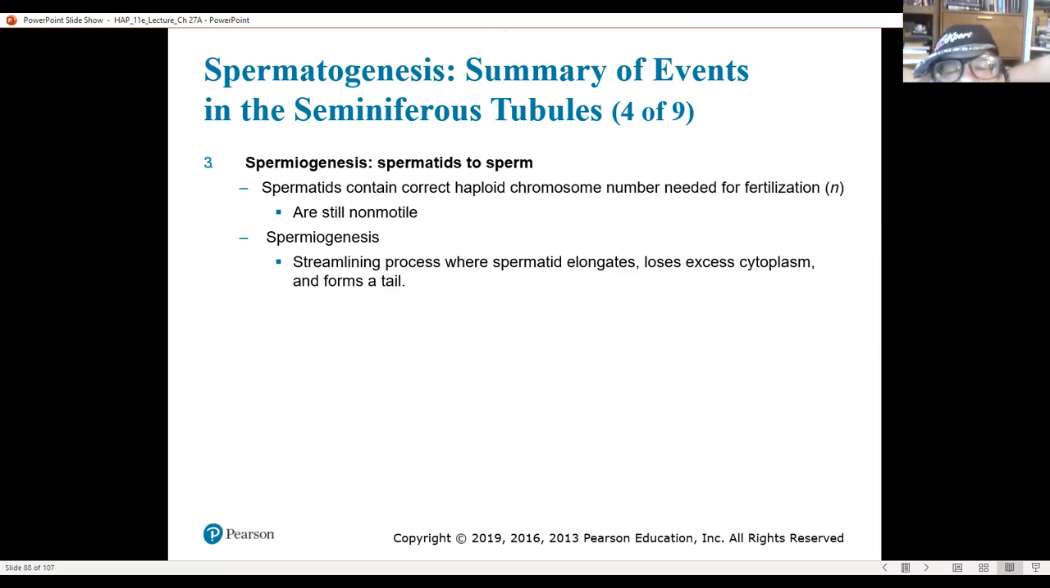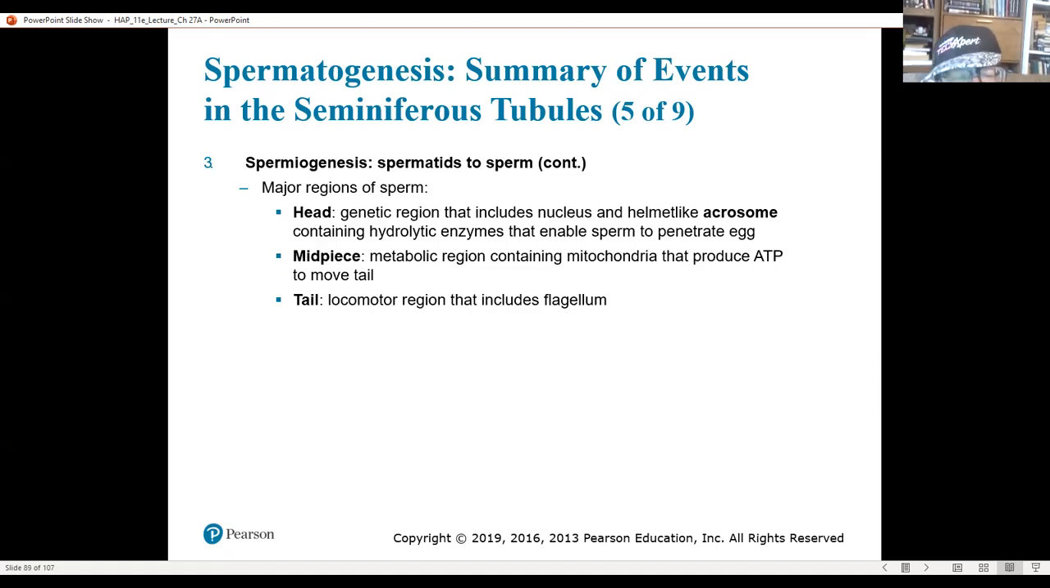These spermatids are haploid. They've got half the normal amount of DNA. In humans, that means they have 23 chromosomes instead of 46. That's the correct number we need for fertilization. These things still don't know how to swim. Then we'll go through spermiogenesis, where they take on a streamlined shape. They get longer, they get thinner, they lose a lot of their excess cytoplasm, they grow a tail. It's not saying it here, but they grow a midpiece full of mitochondria so they can swim.